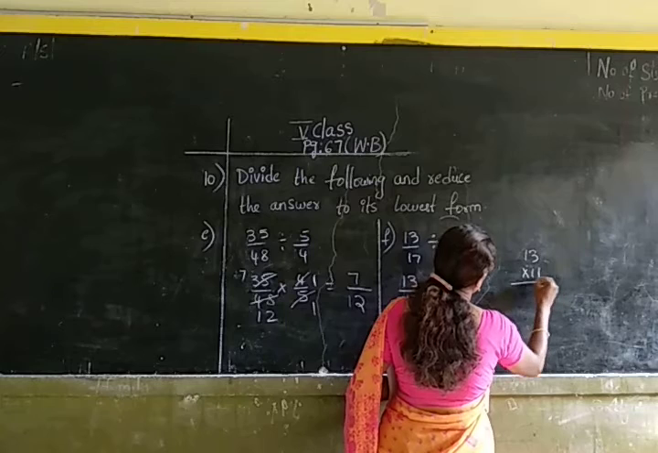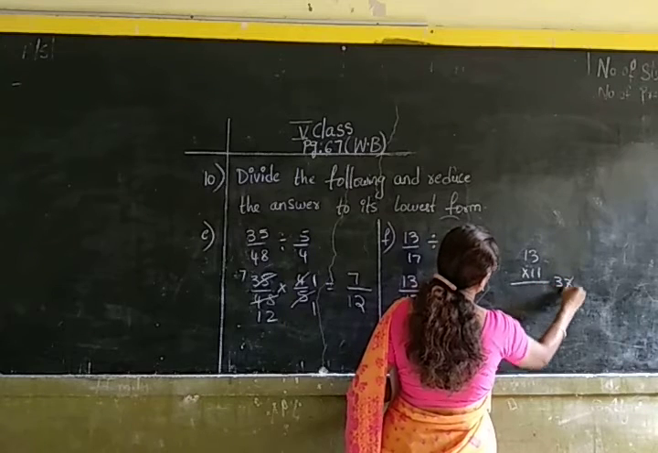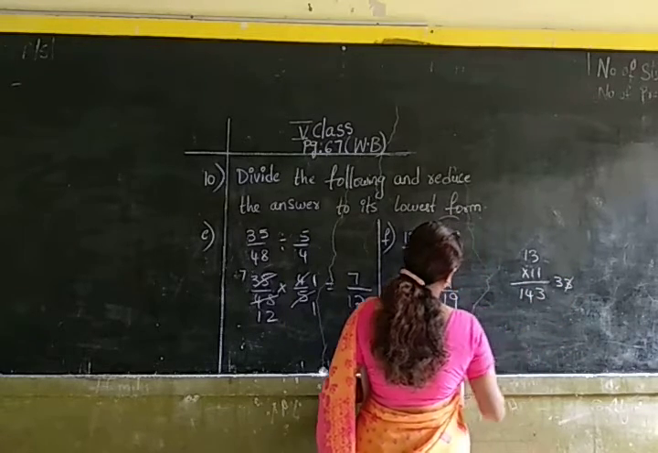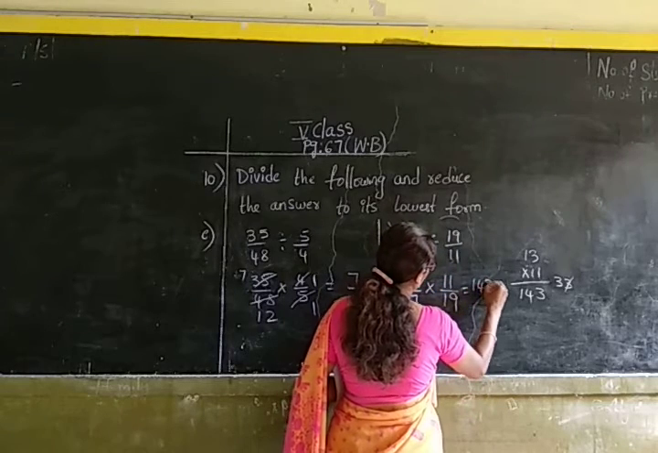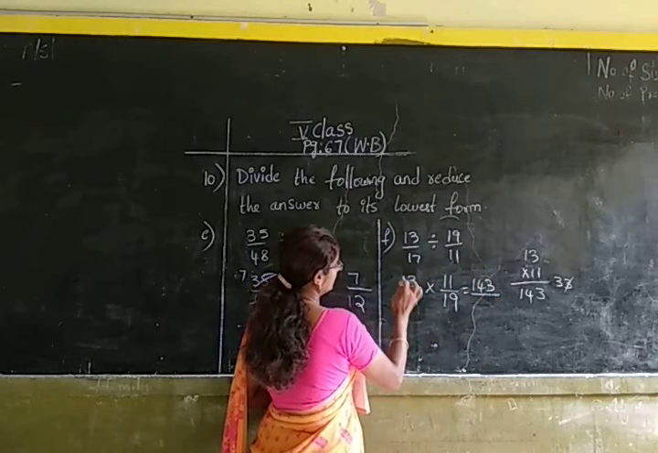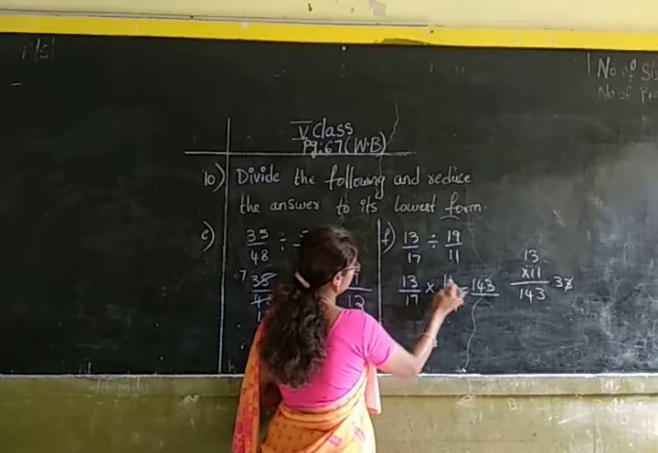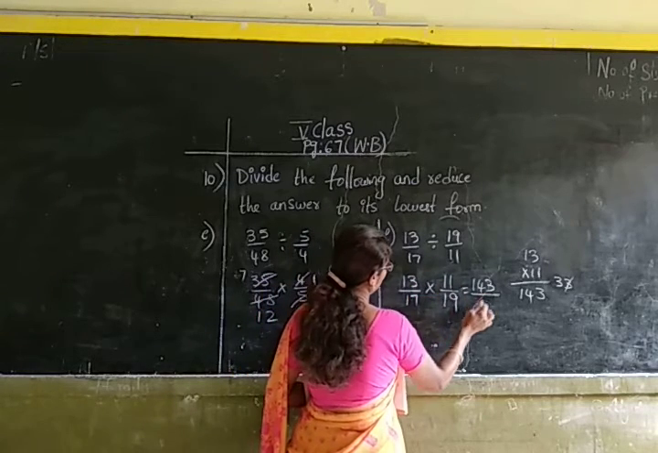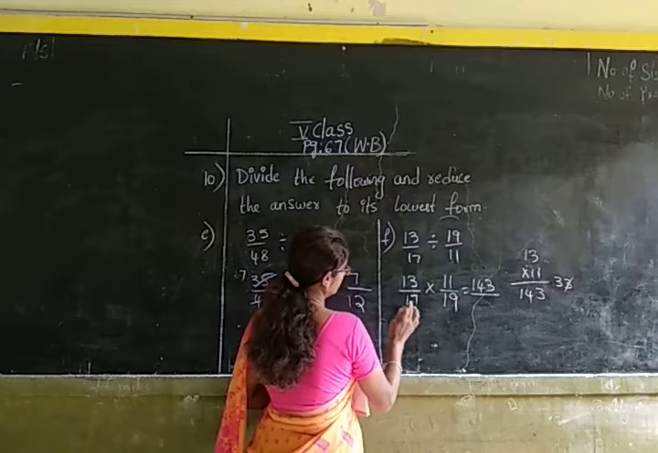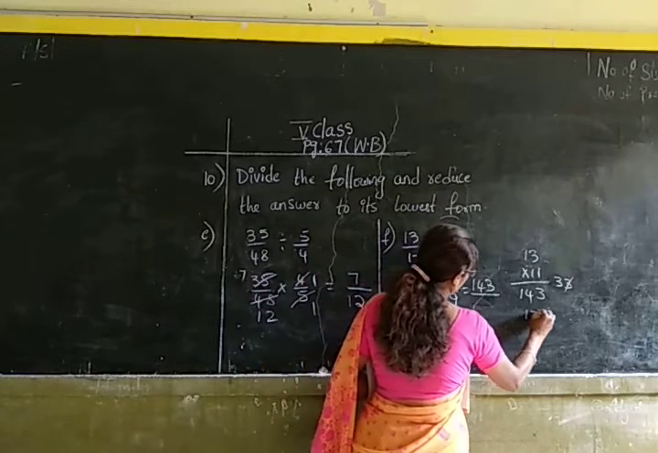13 into 11. 11 3s are 33. 11 1s are 11 plus 3, 14. So the answer is 143. Here I have multiplied numerator with numerator. 13 11s are 143. Now let us multiply the denominator with denominator. 17 into 19.